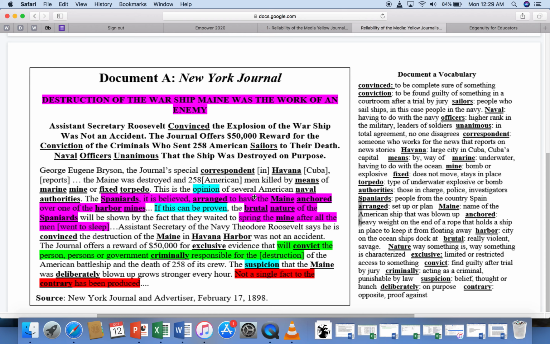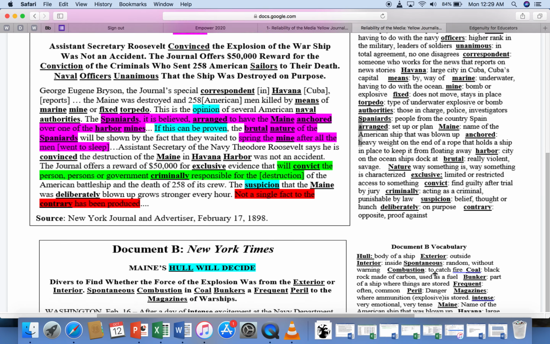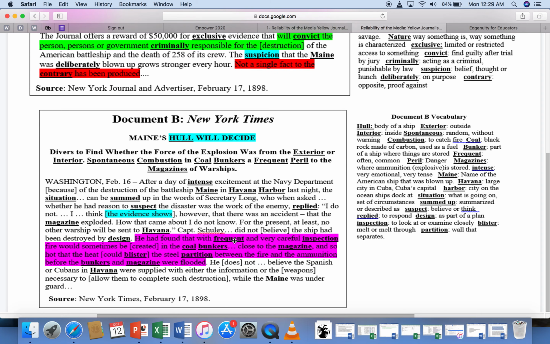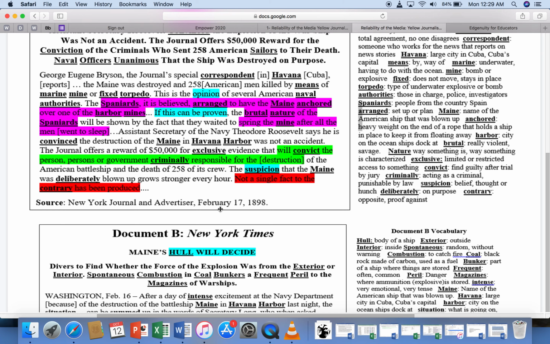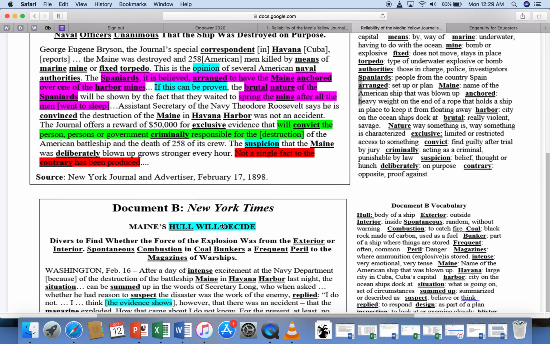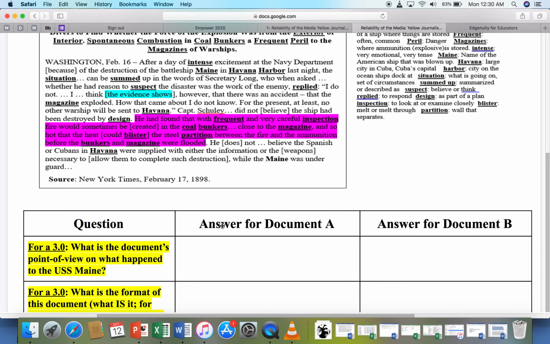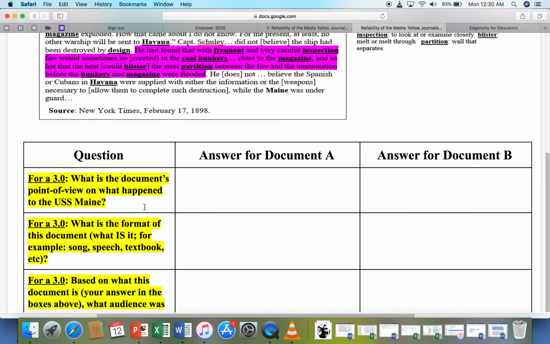Document A, pretty short. All the words that you might need are over here. Here's document B, same kind of thing. All the words over here. You can see that certain things are highlighted different colors, so you might be asked some questions about that because I'm trying to draw your attention to certain things. Okay? And you have basically the exact same questions, right?